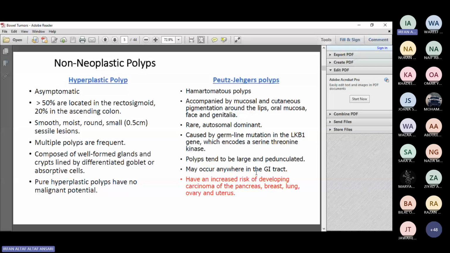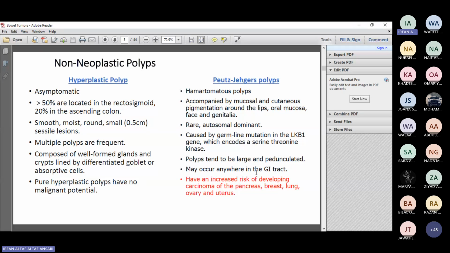Multiple polyps can be seen with hyperplastic polyps, and under the microscope you see well-formed glands and crypts lined by differentiated goblet or absorptive cells. Okay, so they are absolutely normal, just more in number. And they don't have any malignant potential. Okay, pure hyperplastic polyps don't have malignant potential. They are just small polyps. They are asymptomatic, but sometimes they may have symptoms of altered bowel habits, and sometimes bleeding per rectum.